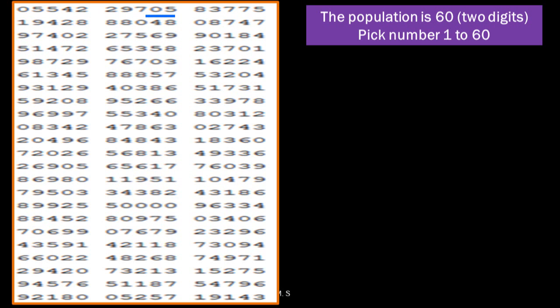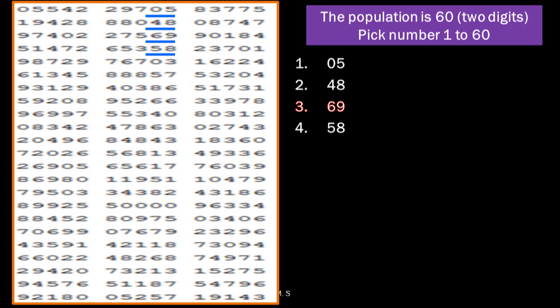So this is our first sample, number 5. The next sample will be number 48. What about number 69? I make this red. It means we need to discard this. Why? Because 69 is bigger than 60. It means we don't have this number to be taken as the sample. That is why we discard this.